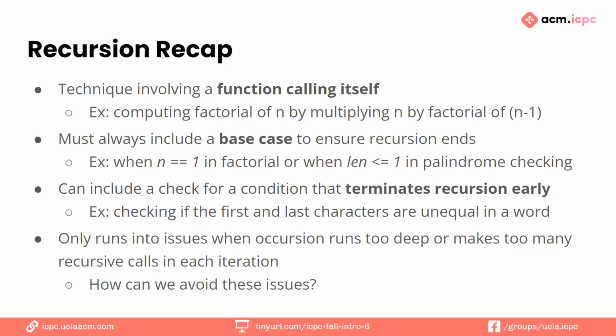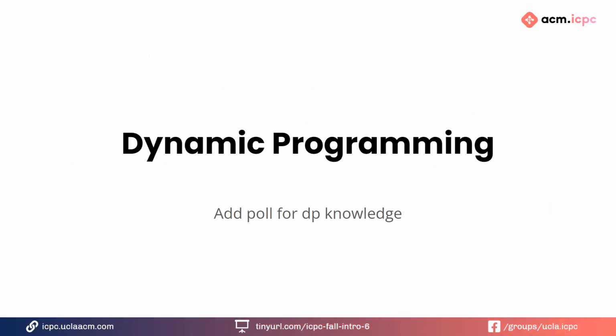Yeah. So as this last bullet point mentions, we only run into issues when recursion runs too deep or makes too many recursive calls, such as when there is no solution to the problem. So one of the ways that we can avoid this kind of issue, where we're making too many recursive calls and our call stack is running too deep and we're using up resources and time of our program, is through the use of dynamic programming. So have any of you heard or used dynamic programming before? No? That is perfectly fine.